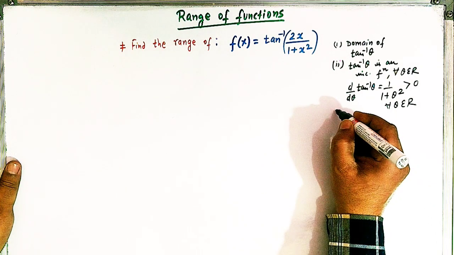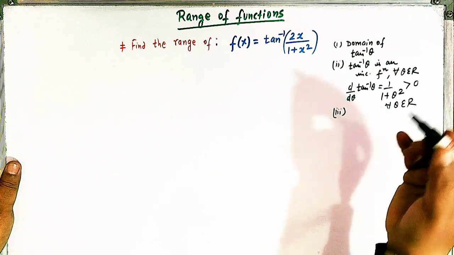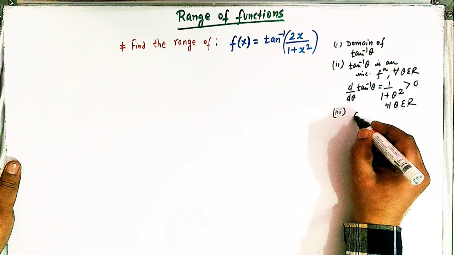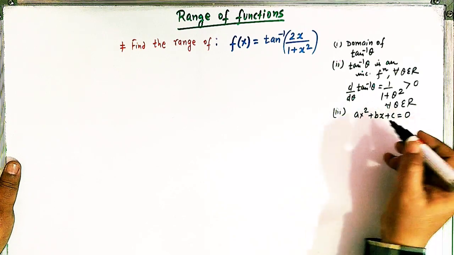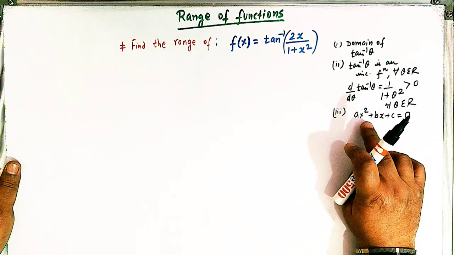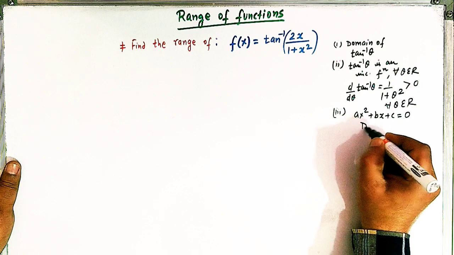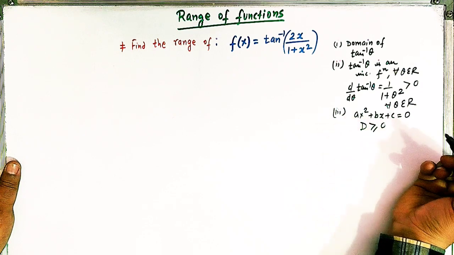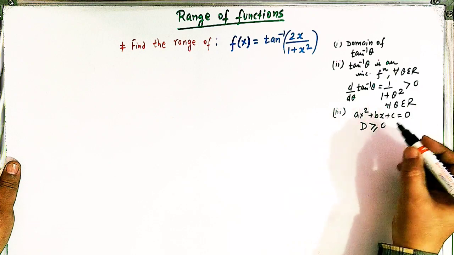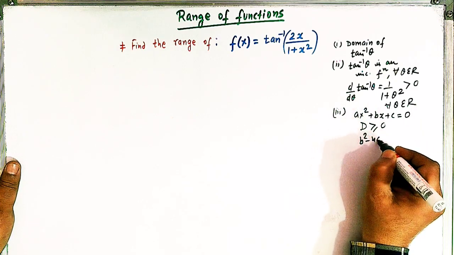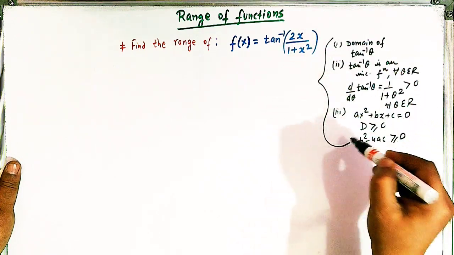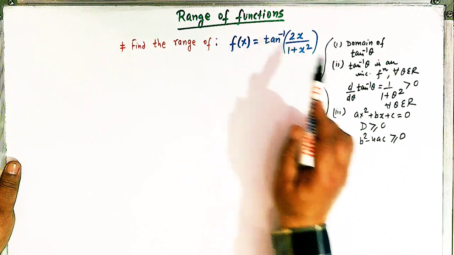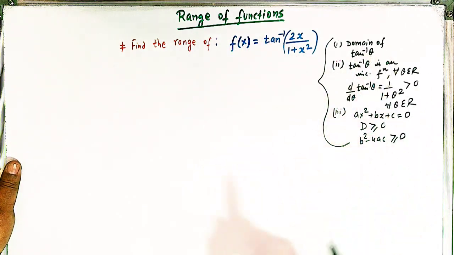And the third concept is the concept of discriminant, because if we have a quadratic equation, say ax square plus bx plus c is equal to 0, then the roots of this equation are real if the discriminant is greater than or equal to 0, right? So the roots are real if b square minus 4ac is greater than or equal to 0. So here to find out the range of this function, we'll make use of these three important concepts, right? So let us start.